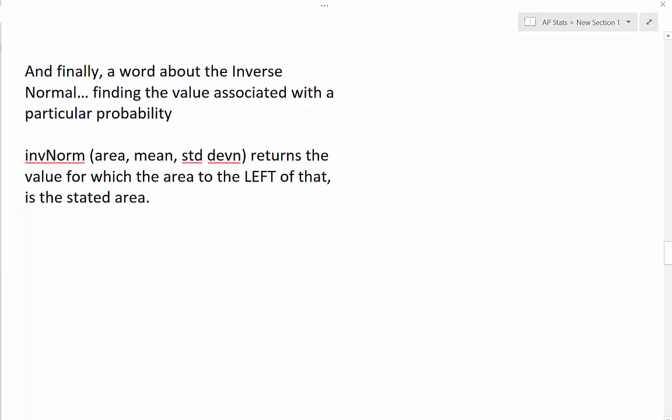Finally, another distribution function that we occasionally need to use is the inverse normal. This is the thing which finds the z value or the value associated with a particular probability. The syntax is inv norm, area, mean, standard deviation. But the important thing to understand is that this returns the value where that area is to the left of it. So you just have to be careful that the area you're talking about really is a left-hand area.